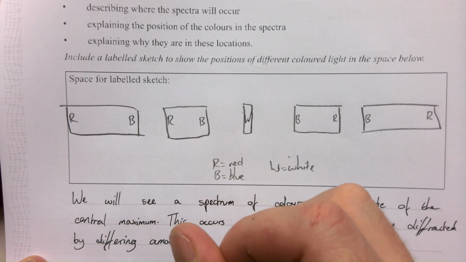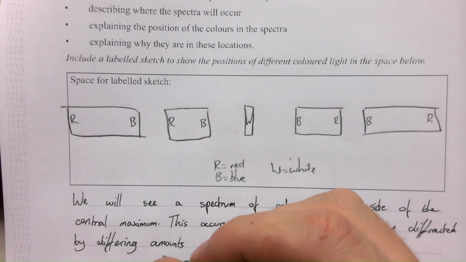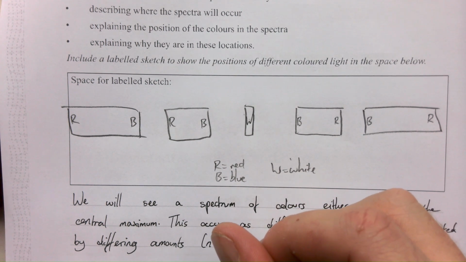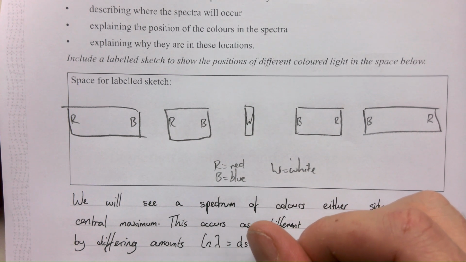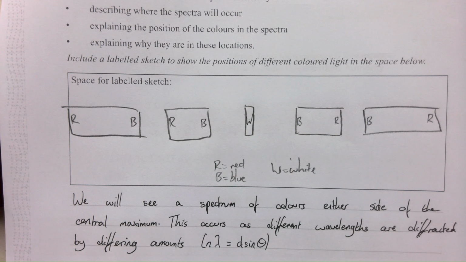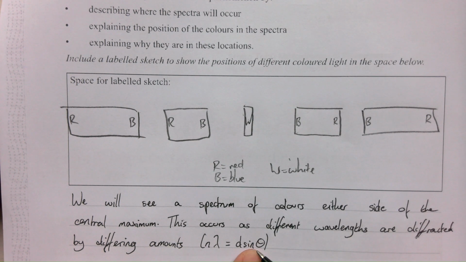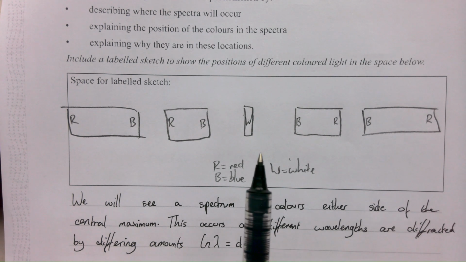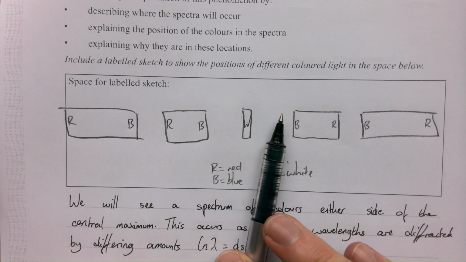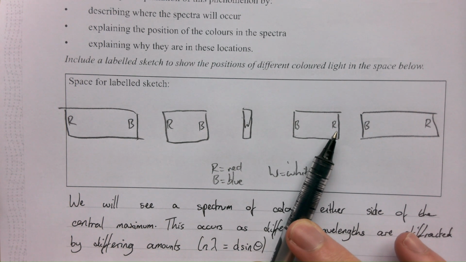And I'm going to quote an equation just to prove a point. N lambda is equal to d sine theta. As my wavelength gets bigger, my angle must get bigger if I keep everything else the same. What that means is colours with a longer wavelength, a larger wavelength, will be diffracted through a greater angle, meaning they get spread further from the central maximum.